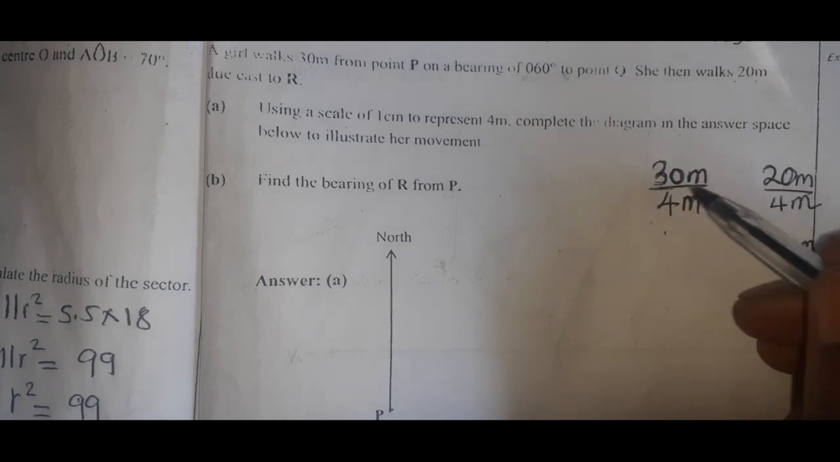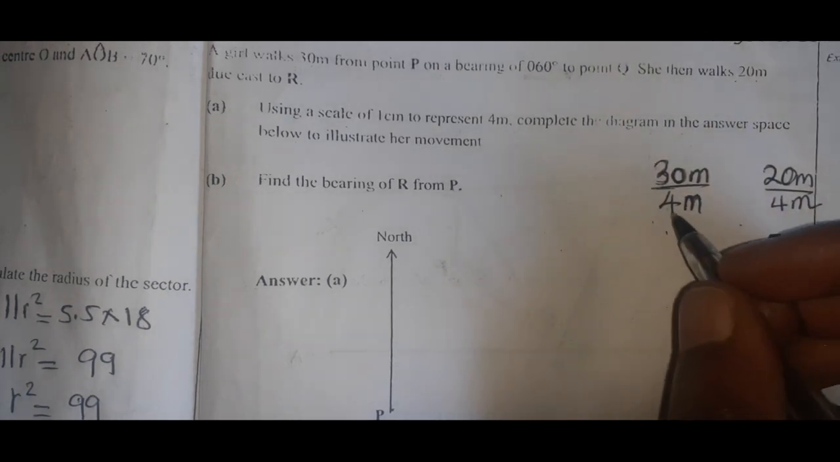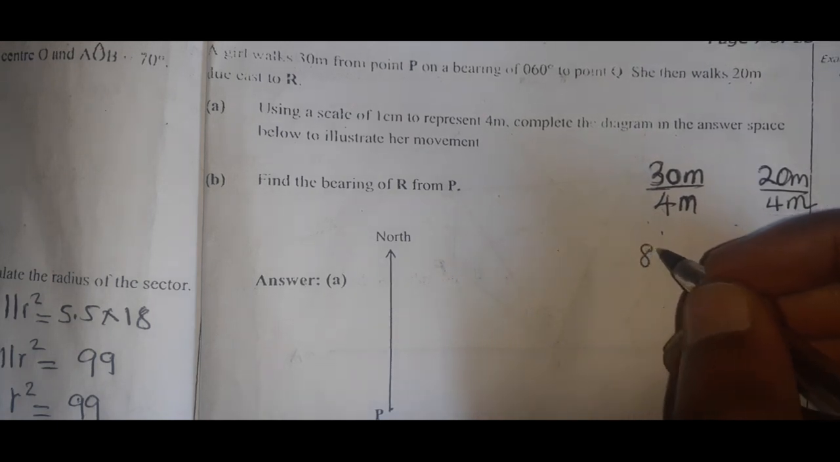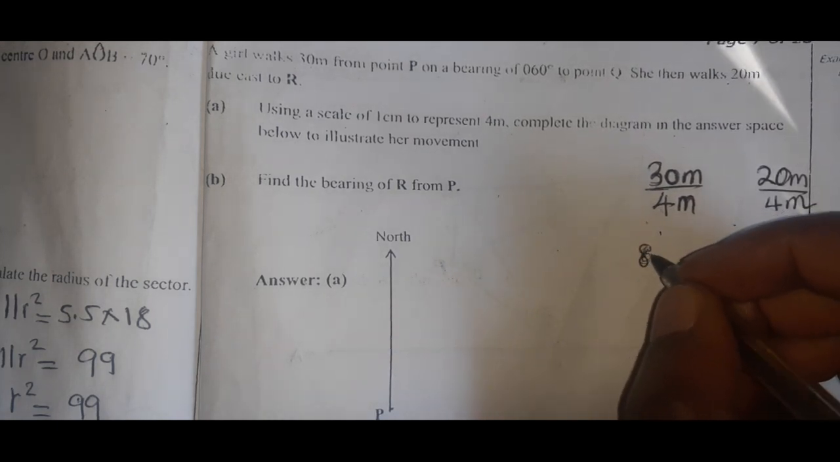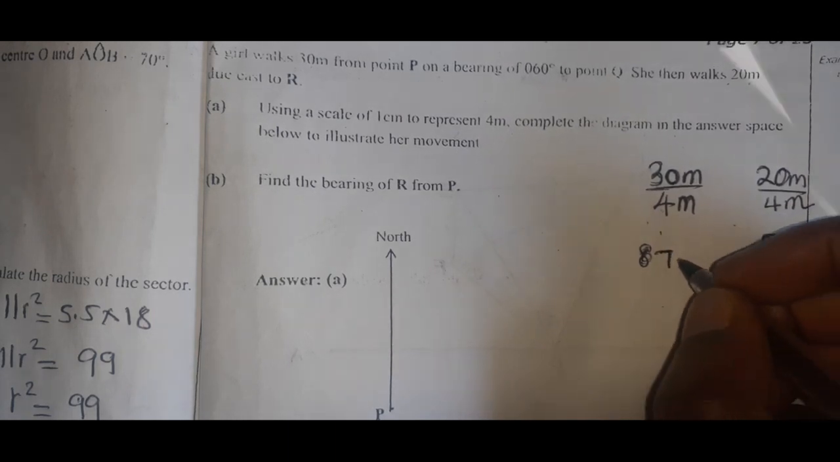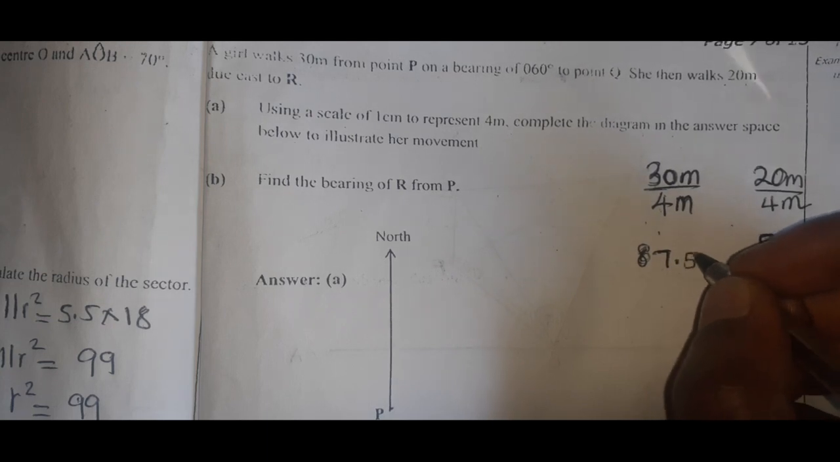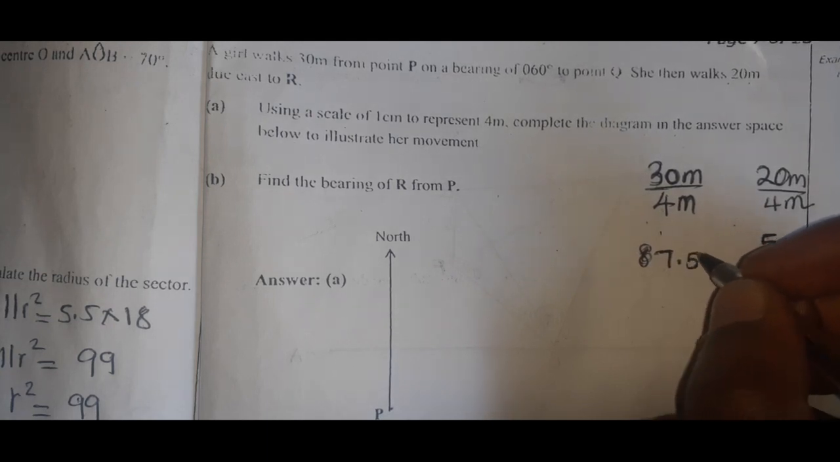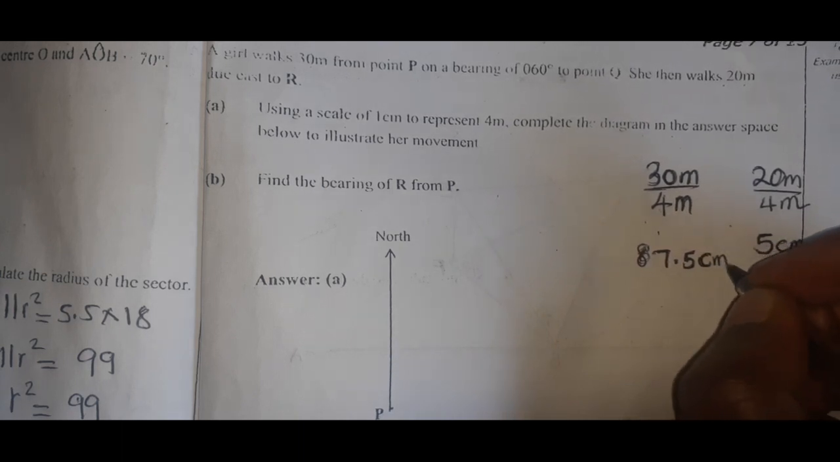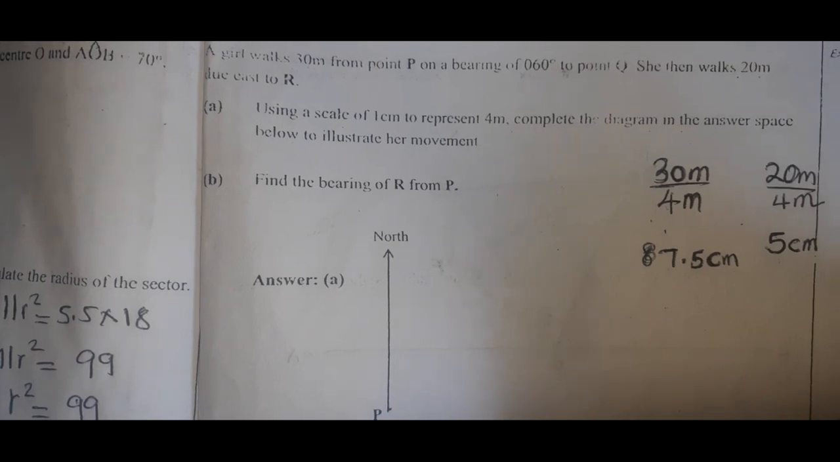4 into 30. What are we going to get? 4 goes 7 times, remainder 2. Okay. So it's 7 remainder 2. On that 2 we put a 0. So that is what we're going to get.